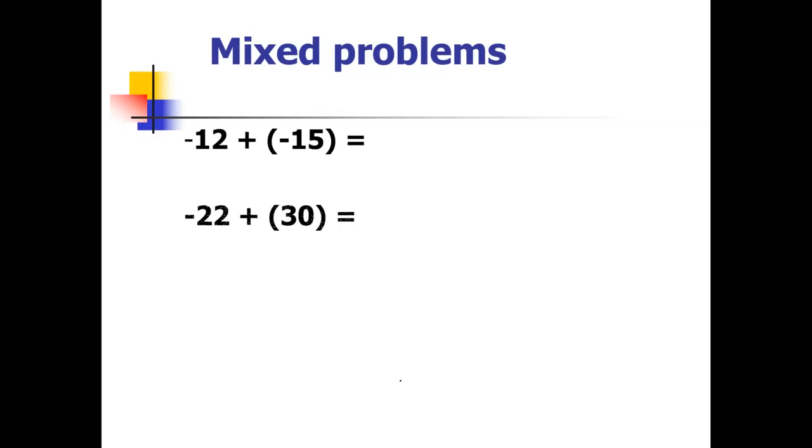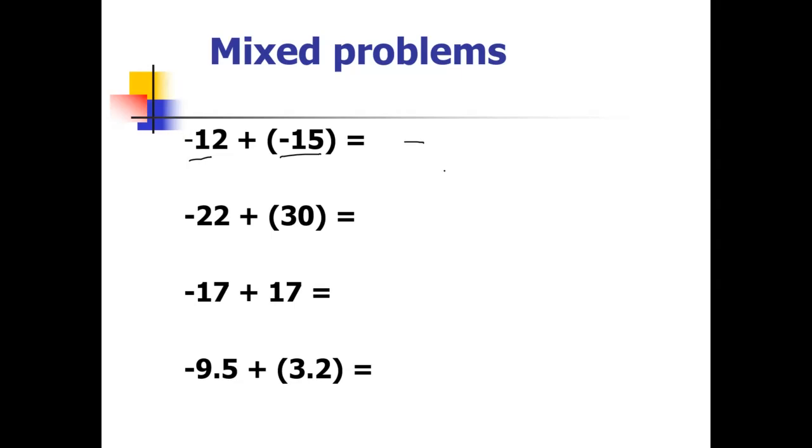Now let's try the mixed problems. Here I have combined both the rules that we have learned. Now let's go over this again. Look at the first example. They're the same sign. Both are negative, which means I'm going to use rule number 1. My sign stays negative, and this time I'm adding. Rule number 1, you add. Rule number 2, you subtract. So the answer is going to be negative 27.